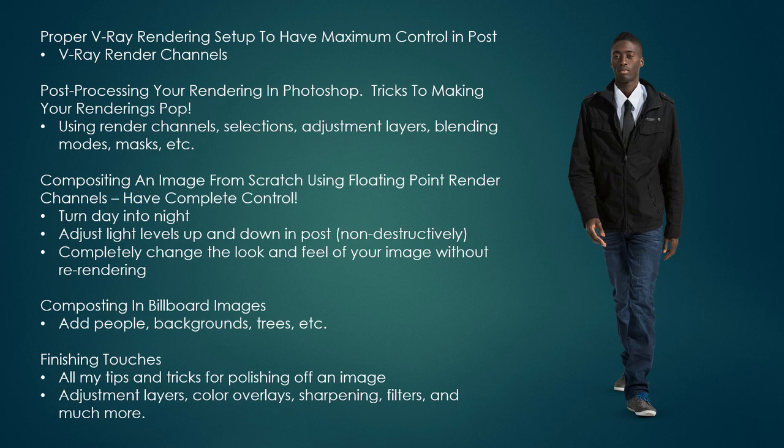Next section, compositing in billboard images. That's adding people, backgrounds, trees, etc., any kind of entourage, like the gentleman here on the right. And then the next section is the finishing touches, where I'll show you all my tips and tricks for polishing off an image. We'll talk about adjustment layers more, color overlays, sharpening, filters, and much, much more.